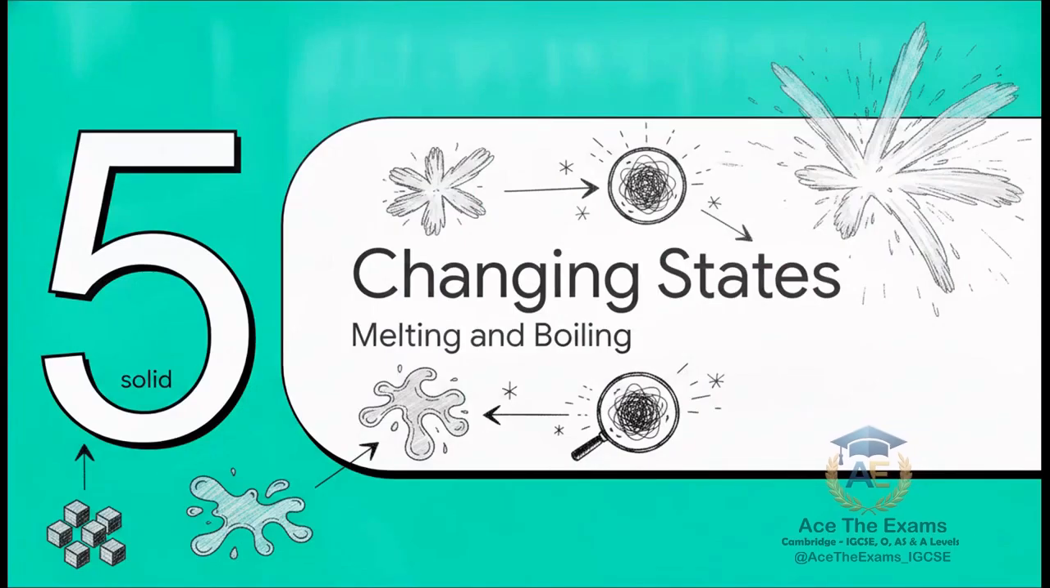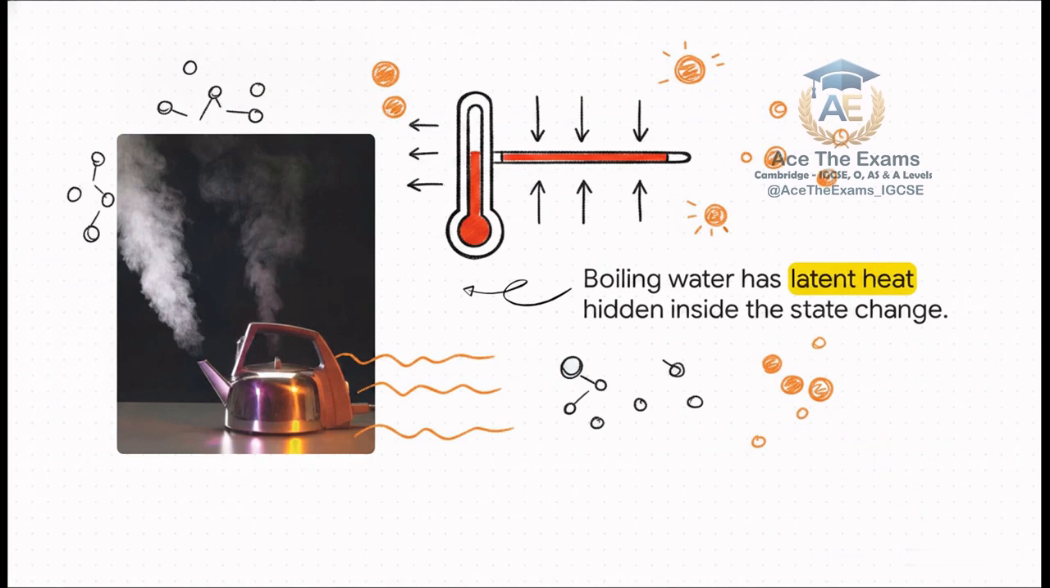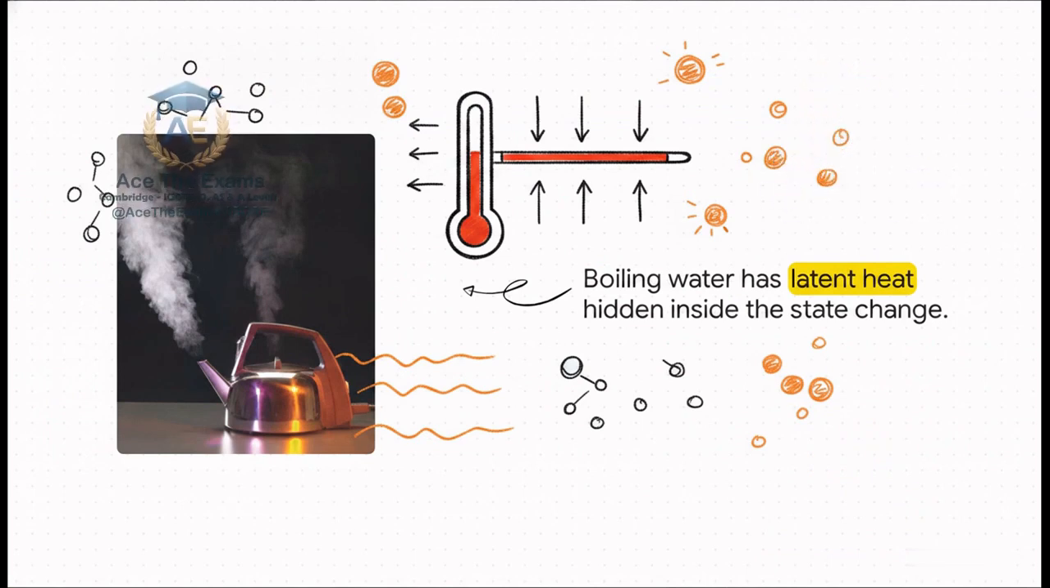Let's push past these temperature limits in Section 5, changing states of matter. So, when you add enough heat to a liquid, it boils into a gas, like the steam you see rising from a kettle. But here is the really fascinating part. If you stick a thermometer into boiling water, it will read 100 degrees Celsius, and it will not go 1 degree higher. I don't care how much heat you keep pumping into that kettle, the temperature just flatlines.